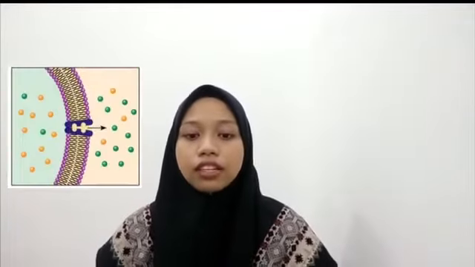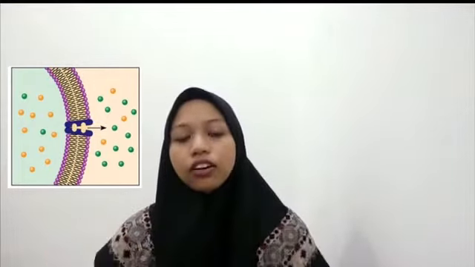Okay, at the first and second picture, the transport protein picks up the sodium from inside the cell, and the protein changes shape and releases sodium outside the cell. Okay, and number 3 and number 4, the transport protein picks up the potassium from outside the cell, and the protein changes shape and releases potassium inside the cell.